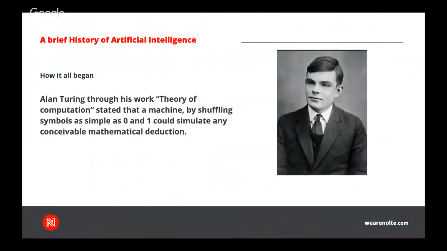Alan Turing, through his work The Theory of Computation, stated that a machine, by shuffling symbols as simple as zeros and ones, could simulate any conceivable mathematical deduction. But what does this really mean? It means that no matter how long a string of ones and zeros could be, by shuffling the right combination, it's going to solve any problem. And it doesn't matter how big or how much time it would take to reach the desired result.